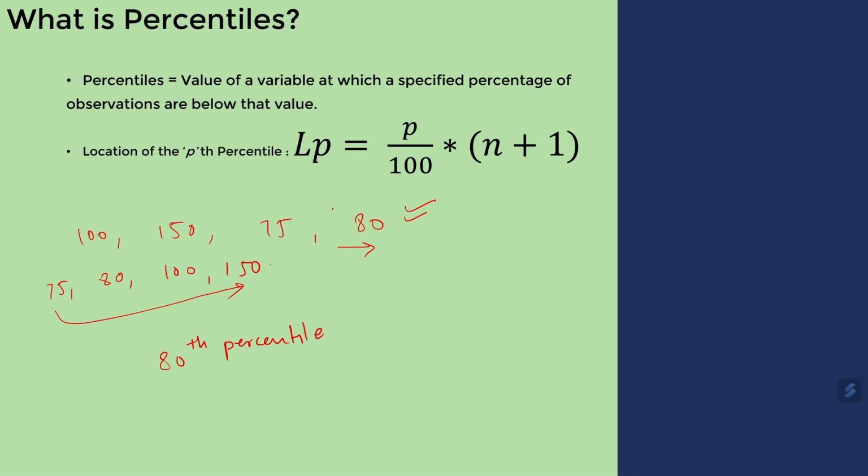So what I'll do is take L80, and this is going to be 80 upon 100 times our sample size plus 1, which is 4 plus 1. This is how we will get the position of the 80th percentile. So 80 divided by 100.